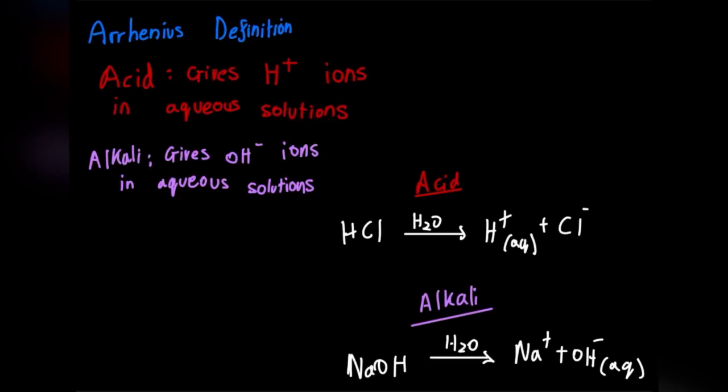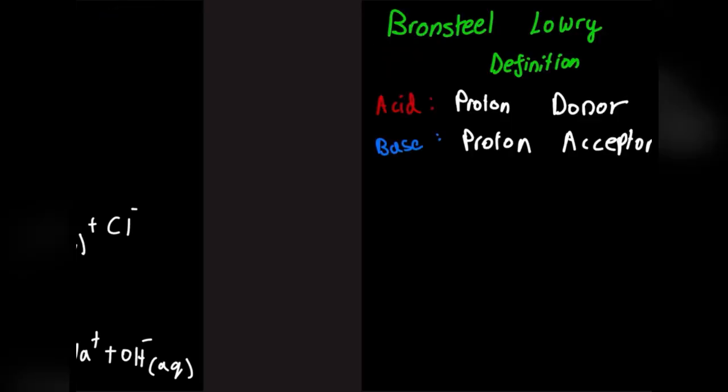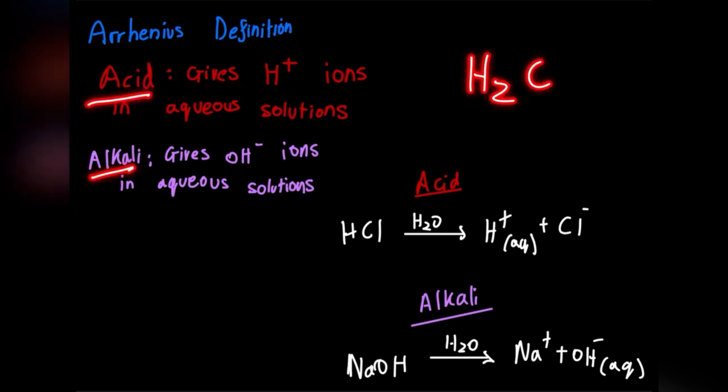So today I'm going to try and explain to you what the Arrhenius definition is, as well as the Bronsted-Lowry definition for what acids are, bases are, and what alkalis are. So the Arrhenius definition basically tells us what happens in an aqueous solution to acids or bases. And an aqueous solution is just the acid or the base in water.